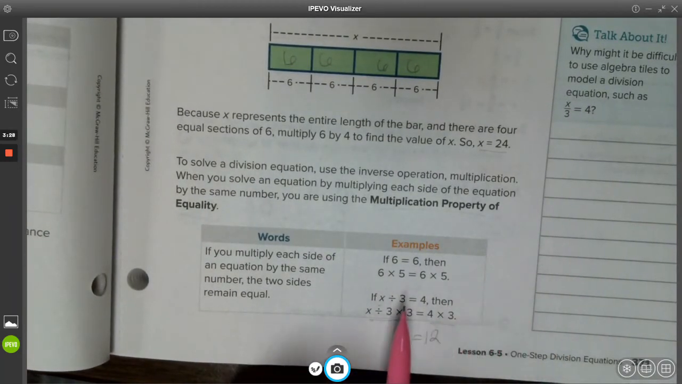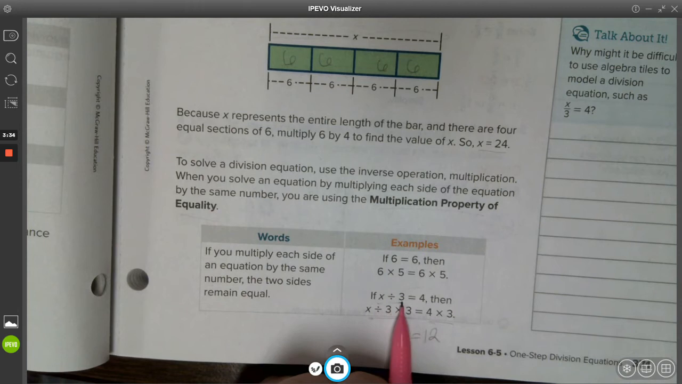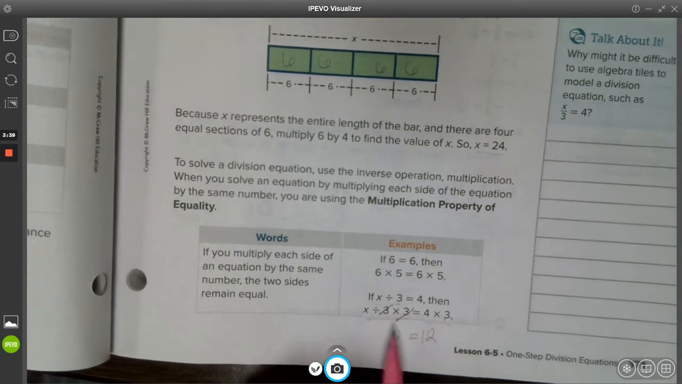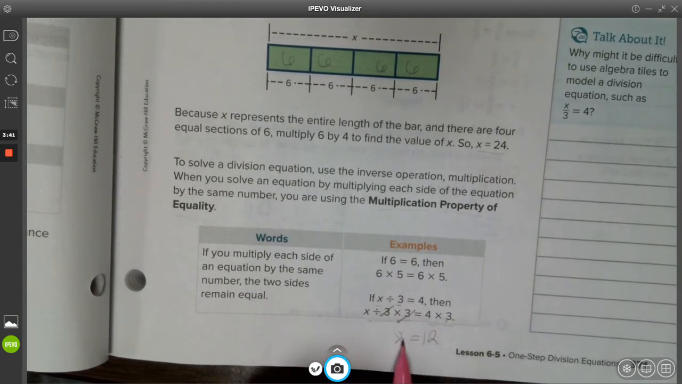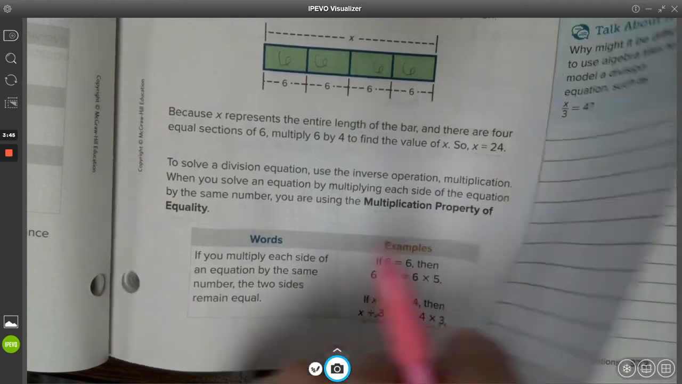Now the other way to do this is use our multiplication property of equality. When we do a problem like this, we simply multiply by whatever we're dividing the variable by, in this case 3, on both sides. When you do that, this would cancel out your 3's to get x by itself. 4 times 3 then would equal 12. So x equals 12.